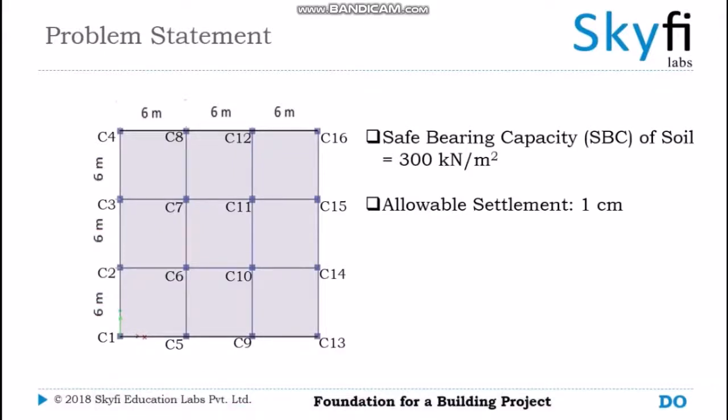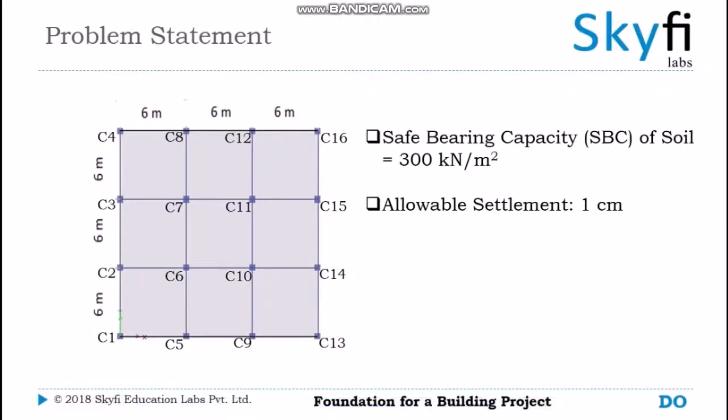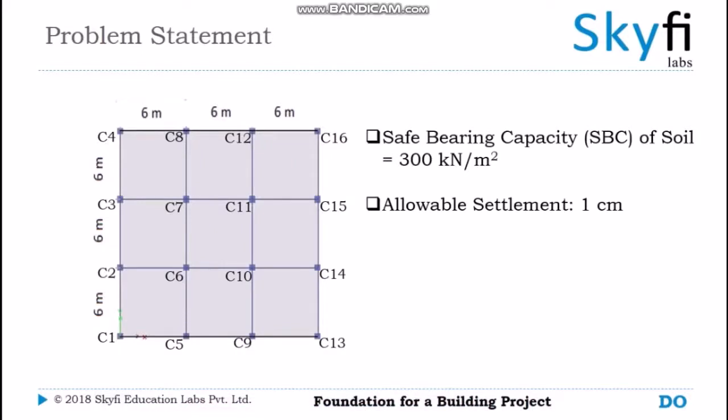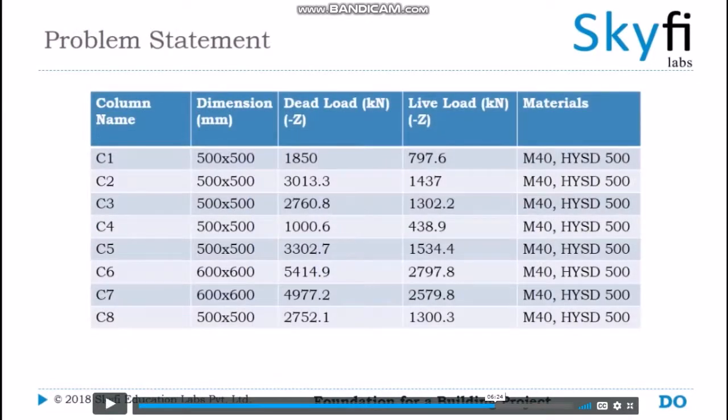I'm Ahammed Shafvan. Today I am going to explain foundation design by using SAFE software. The problem is also given: there are a total of 16 columns, C1, C2, C3, C4 up to C16, with different measurements. The spacing between two columns is 6 meters and the safe bearing capacity is 300 kilonewton per meter square. Allowable settlement is equal to 1 centimeter and all the loads are already given.